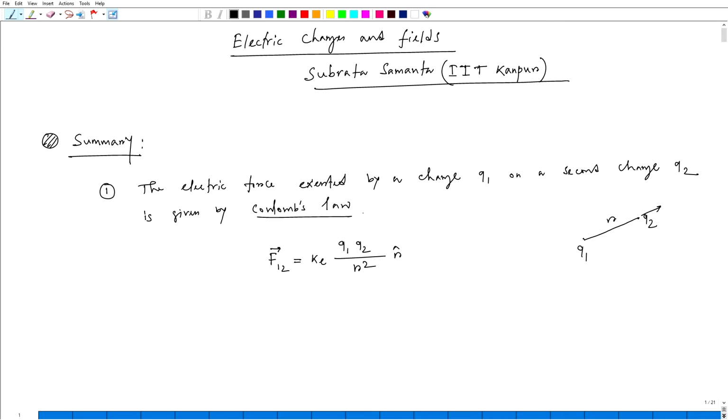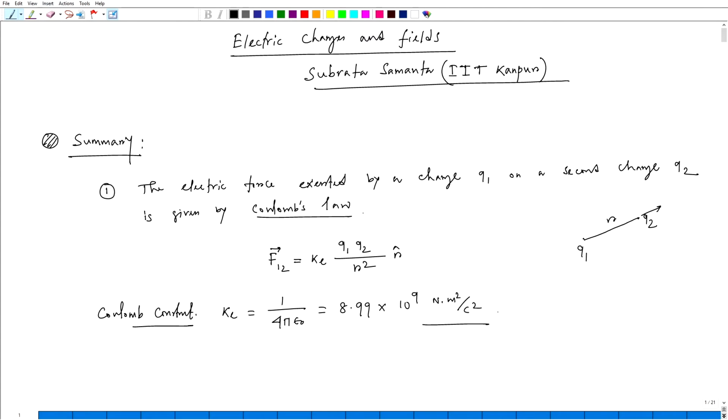The constant k is called the Coulomb constant. Its value is 1 over 4 pi epsilon naught, where epsilon naught is the permittivity of free space, and it is 8.99 times 10 to the power 9 Newton meter squared per Coulomb squared. So this is called the Coulomb constant.